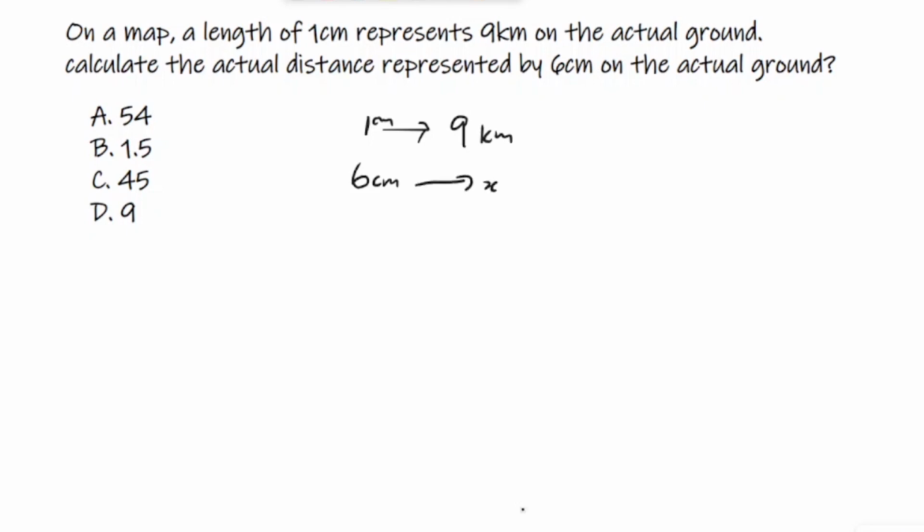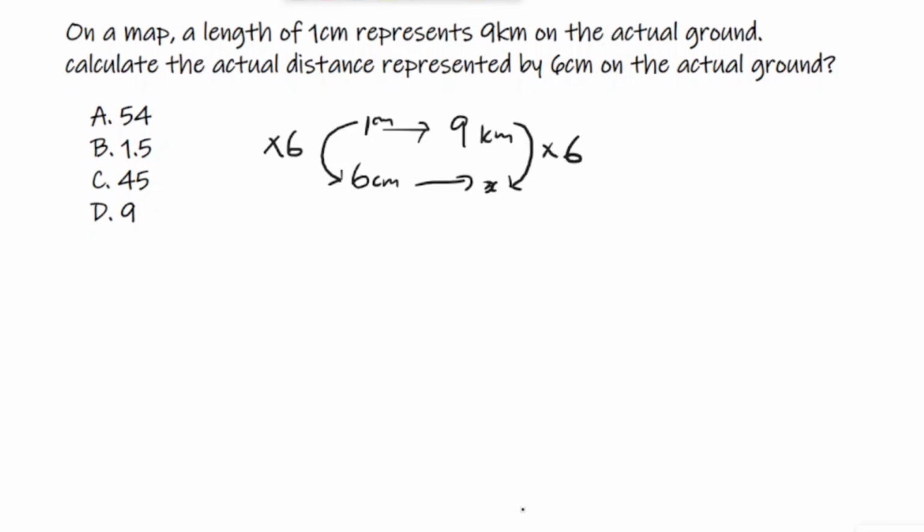We don't know this distance, so we'll just say it is x for now. To solve questions of this type, you basically have to ask, how do we go from 1 to 6? These are the ratios. We go from 1 centimeter to 6 centimeters by multiplying this side by 6. So we should multiply this side by 6 too.